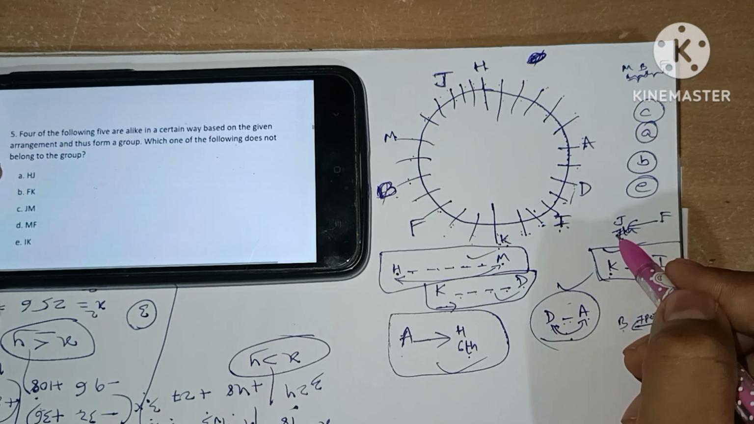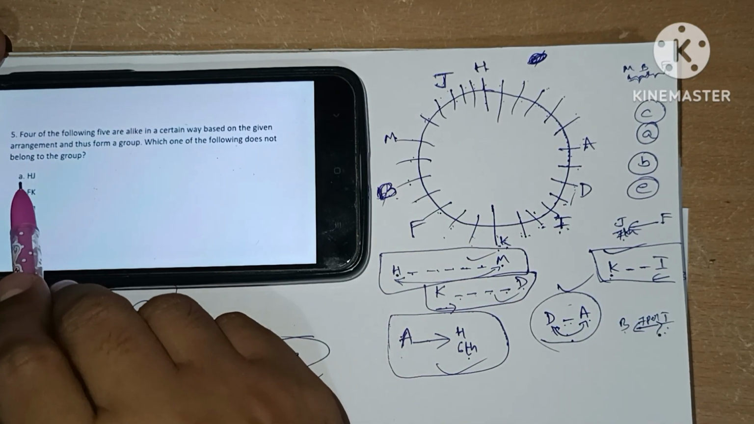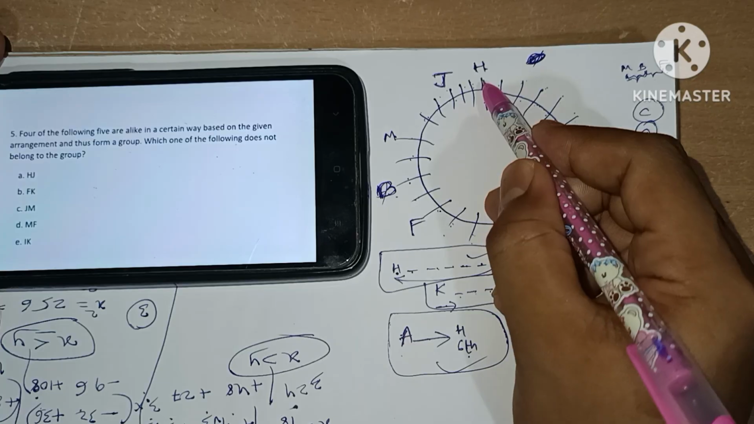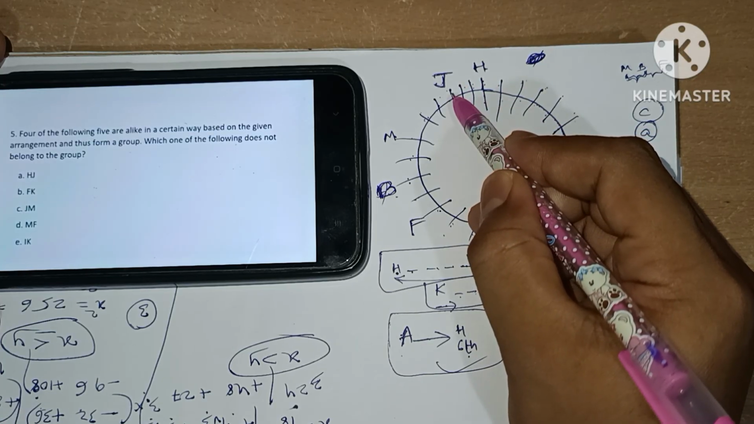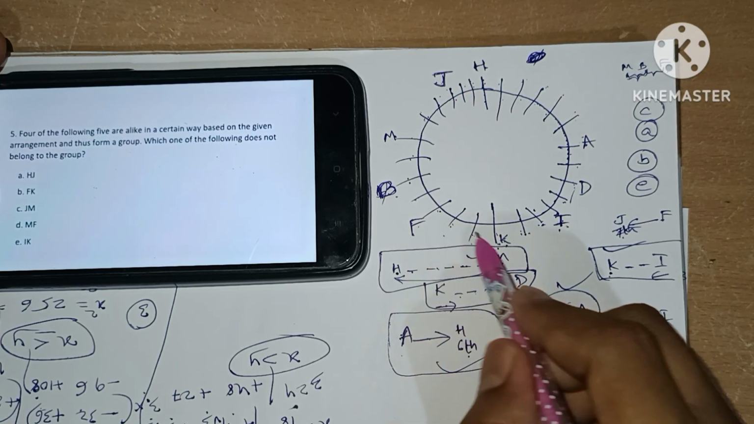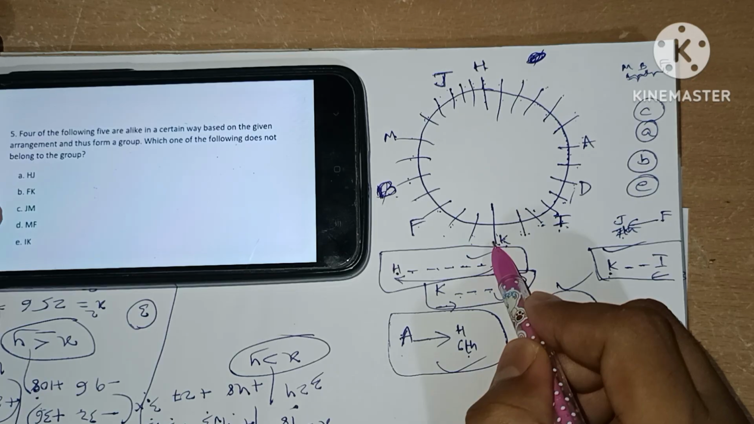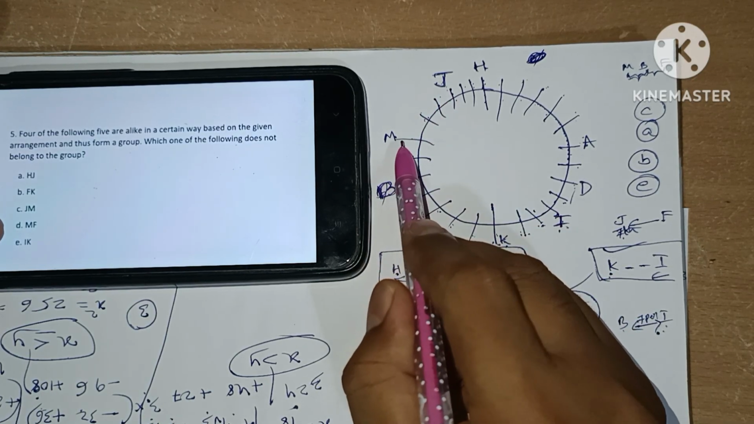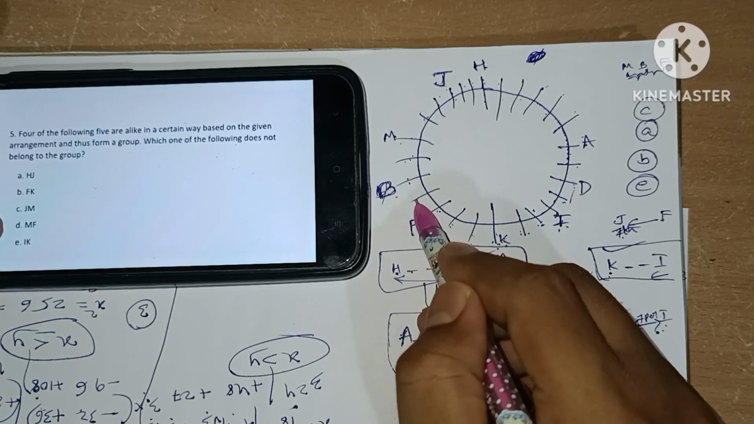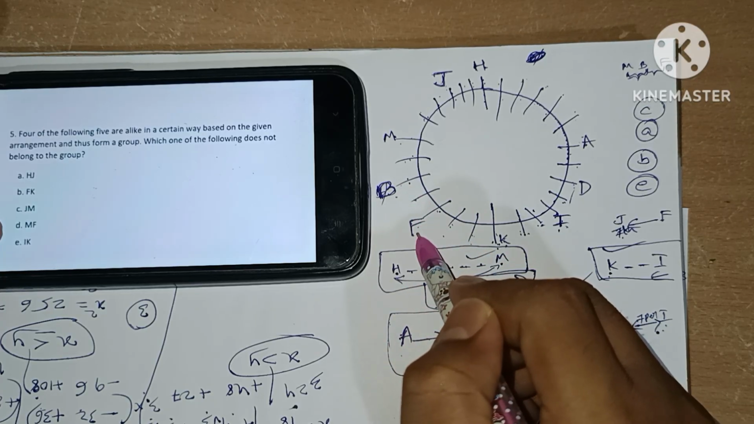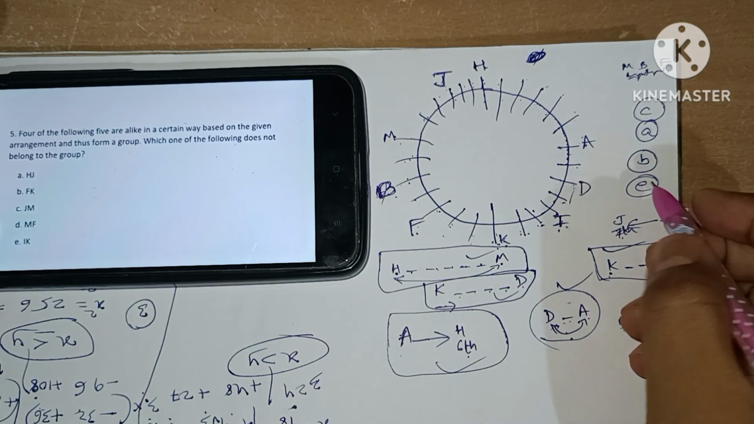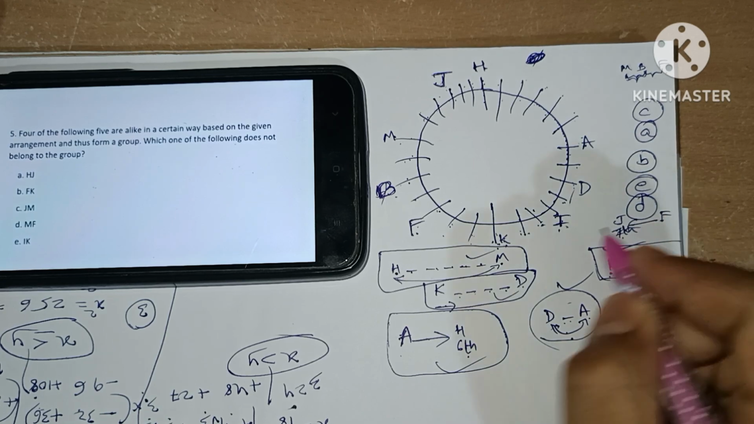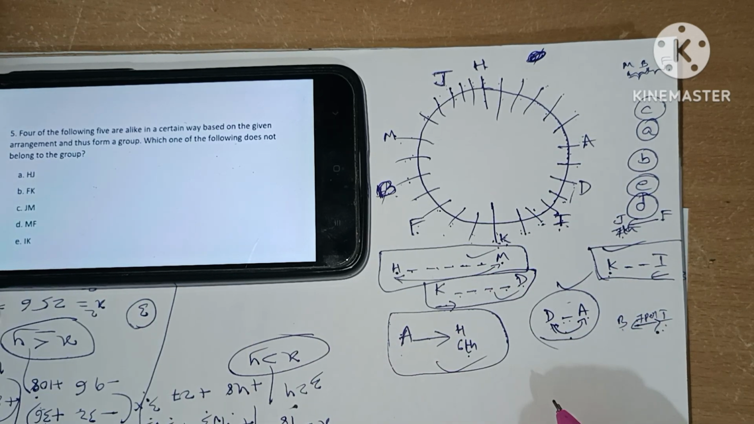Next, fifth question. 4 of the 5 are alike. H and J: H third to the right is J. Next, F third to the right is K. Okay. J third to the right is M. M third to the right, 1, 2, 3. It is fourth. So M and F is the odd one out. So this is the wrong one. Option D is our answer.